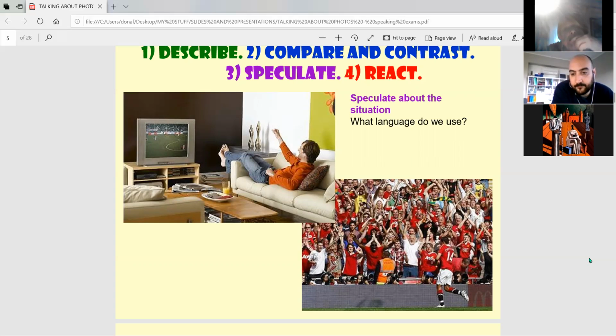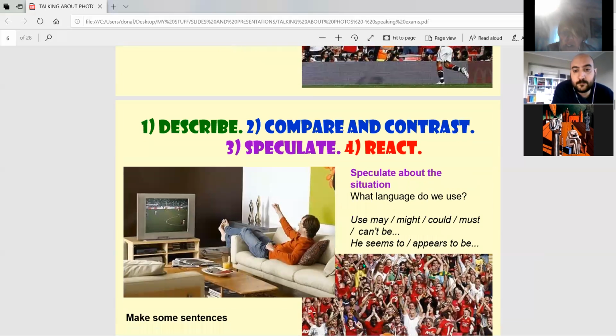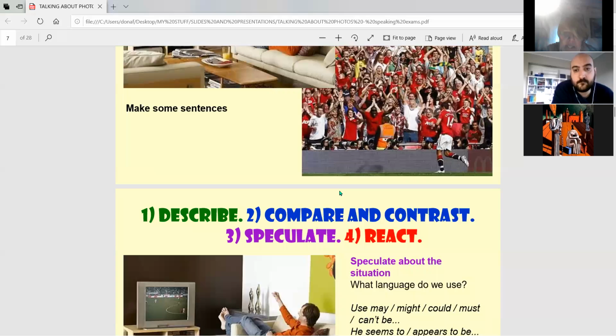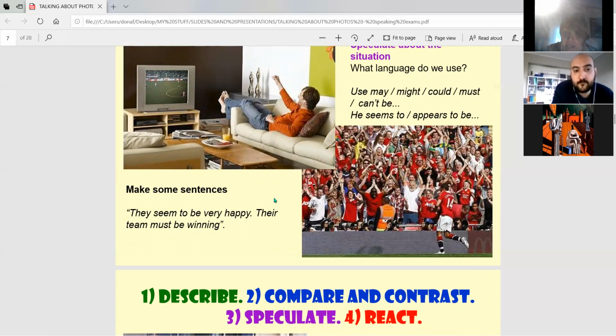the player scores a goal, and so all the fans are cheering. They are cheering. This seems cheering. Yes, here it's important to use modal verbs when you are speculating. So may, might, could, must, can't be, seems to, appears to. Some sentences can be, for example: They seem to be very happy. Their team must be winning. It's important to use the modals in this case.